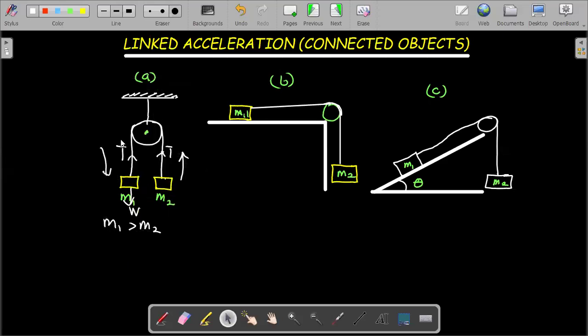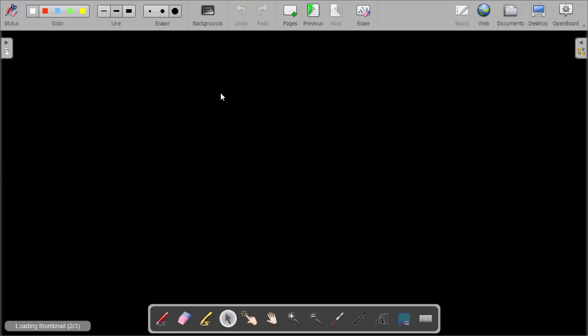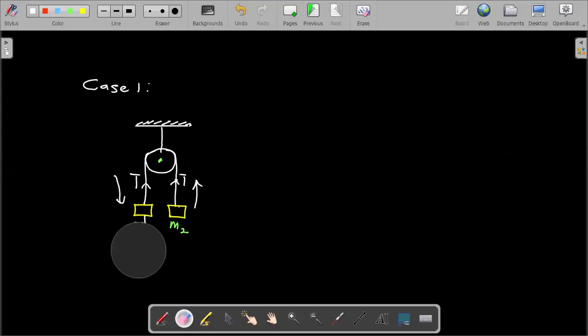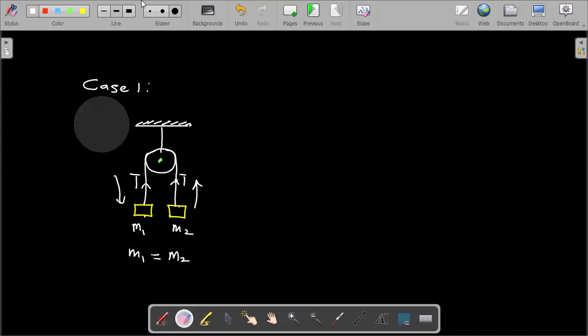So now let's start with the first case. Let's call this one case 1. In this case 1, let's assume that mass M1 and mass M2 are the same. Let's say mass M1 is equal to M2. If mass M1 is equal to M2, what is the consequence of that?